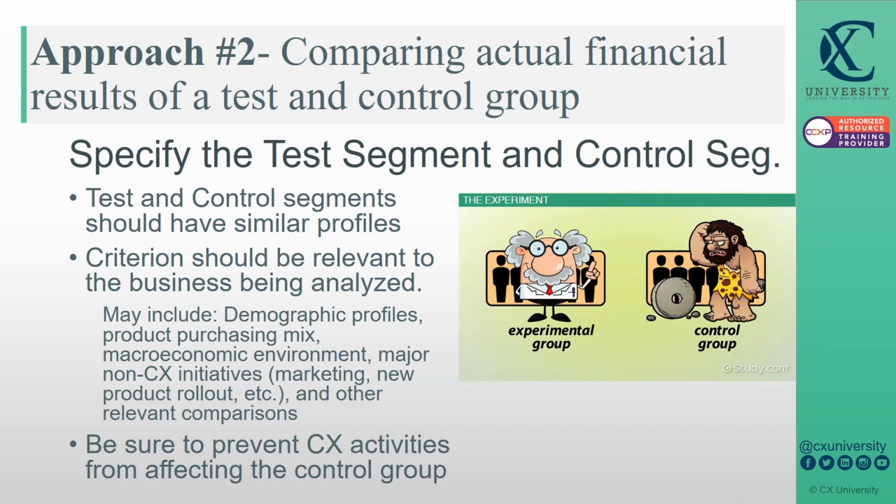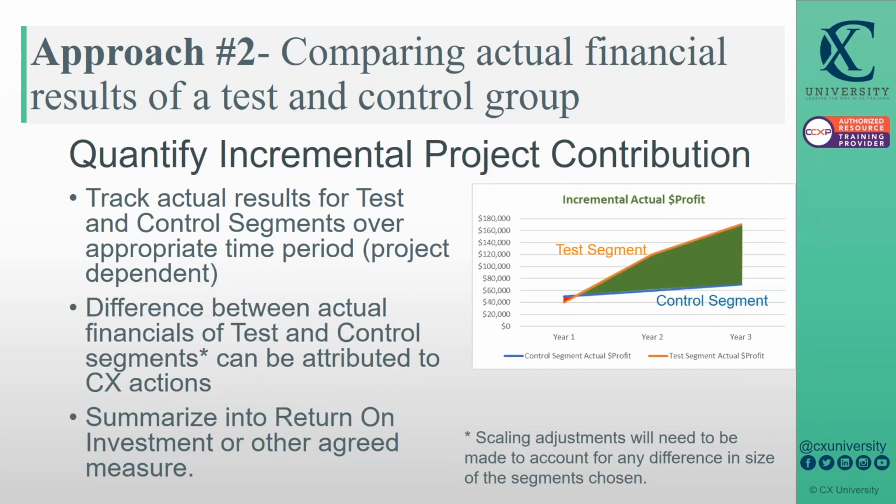But the key to being persuasive about this approach is being able to make a case that your control and your test segment are very similar, and the only difference is going to be the CX activities in one and not the other. And by the way, that means you do need to be sure that you don't have the CX activity suddenly popping up in the control group, because that's the whole point. So once you specify the test and control segments, you need to do this very similar thing that I just described under the baseline approach, which is quantify the incremental profit contribution.